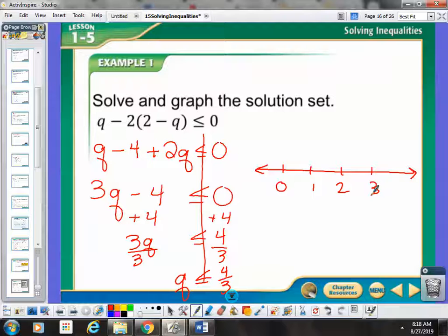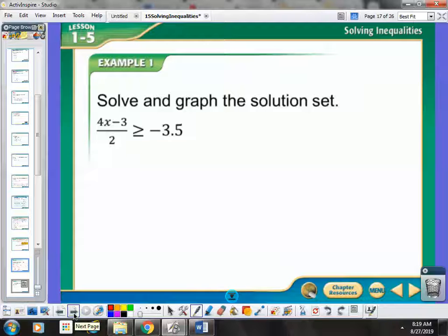Four-thirds is really like 1 and 1/3, right? So it's between 1 and 2 on a number line, the closer to 1. So 1 and 1/3 is approximately there. We would use a closed circle, of course, because the symbol is less than or equal to. What direction is the graph going to go? To the left. I know it's going to go to the left because that's the direction my inequality symbol is pointing. So we have solved the inequality right here, and we graphed our solution on the number line. Let's try another.